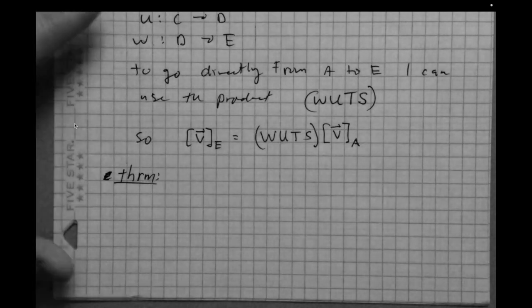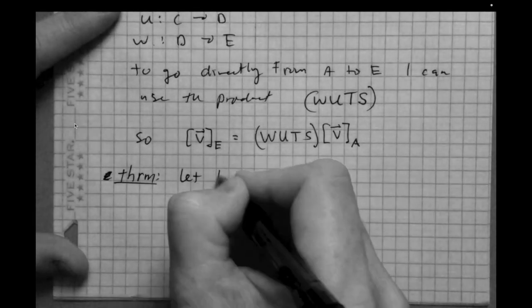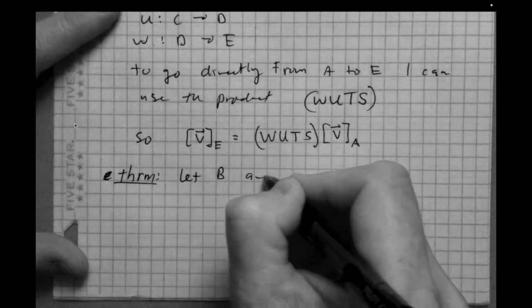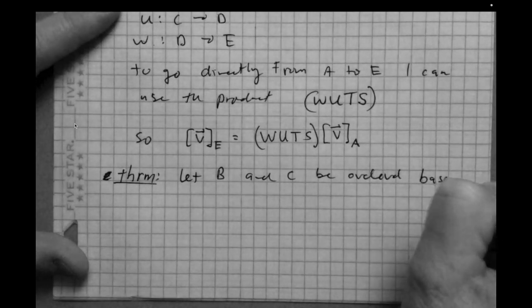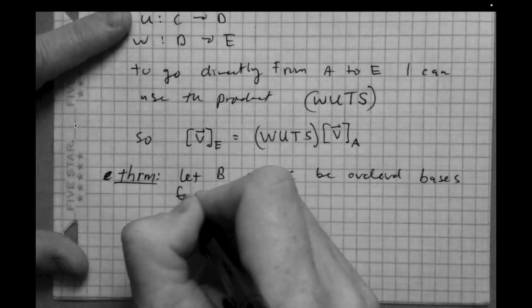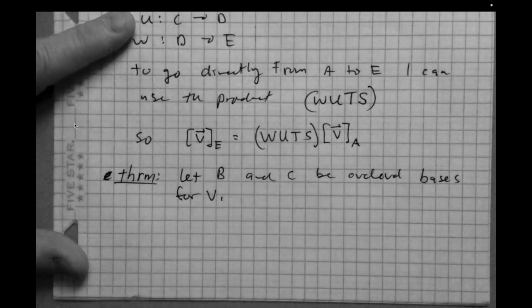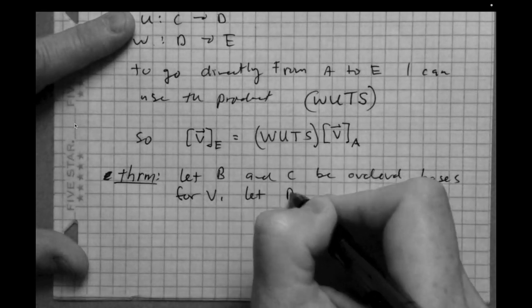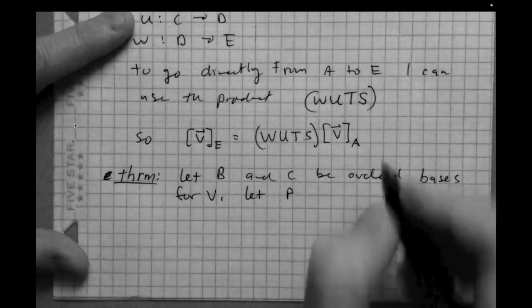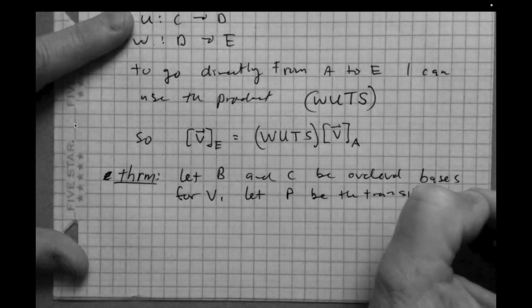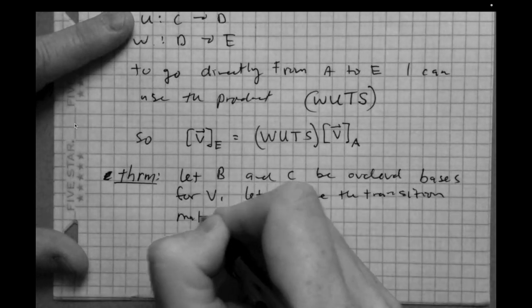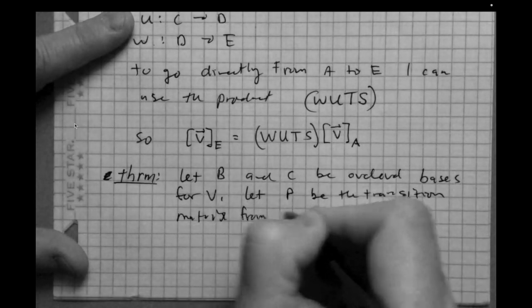That's what it is. So let B and C be ordered bases for V. And let P be the transition matrix from B to C.